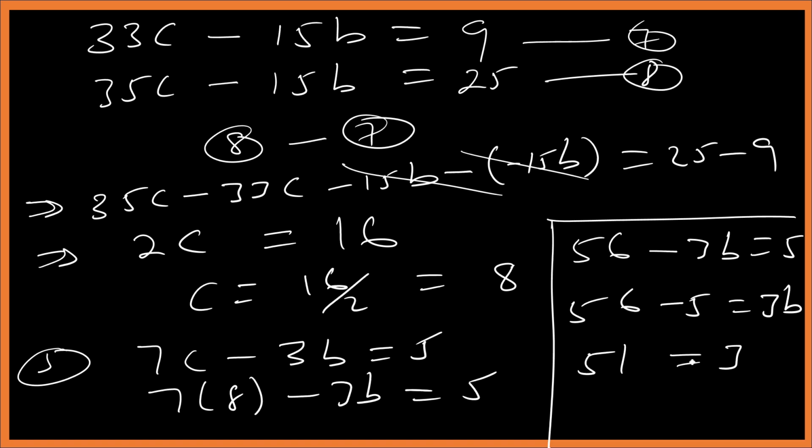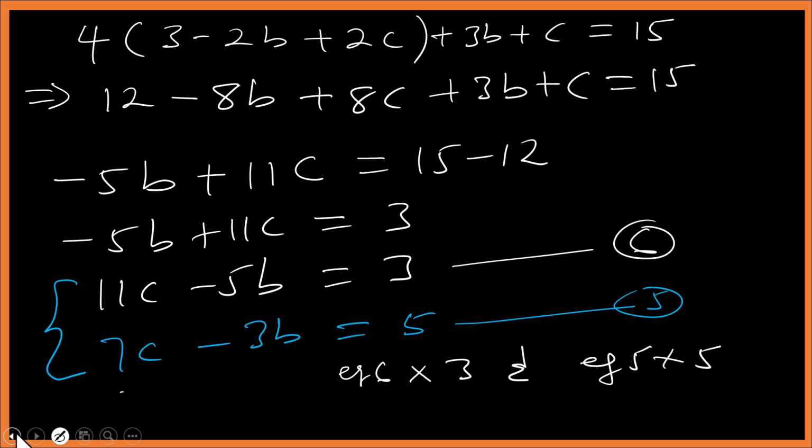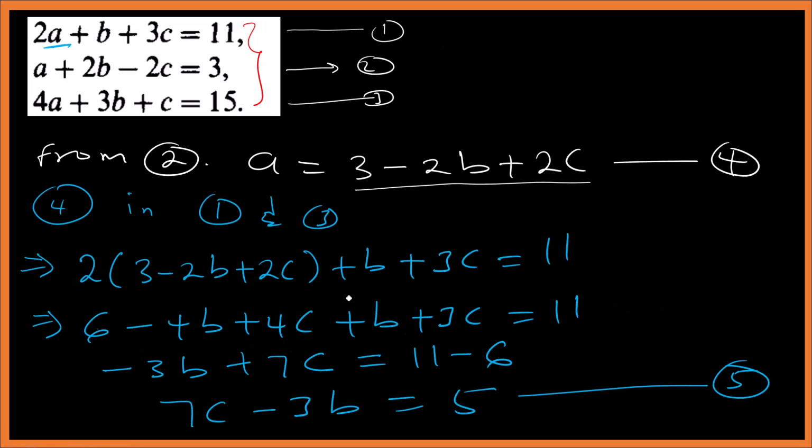Alright, so my b is 51 over 3, which equals 17. So we have b as 17 and c as 8. But we are left with a. But a from here is 3 minus 2b plus 2c.